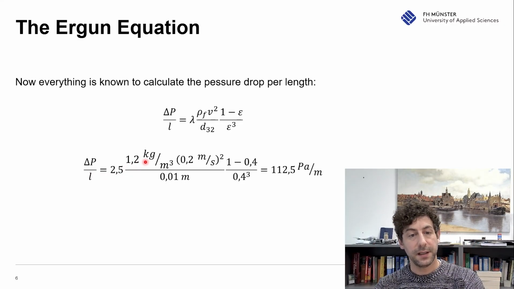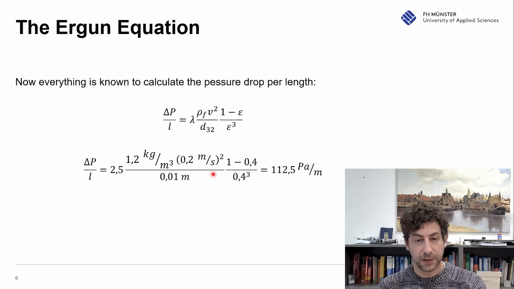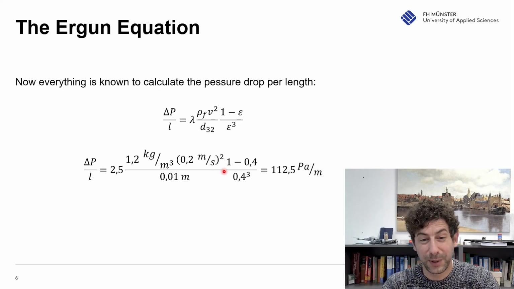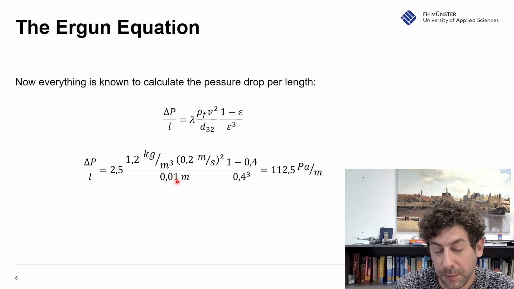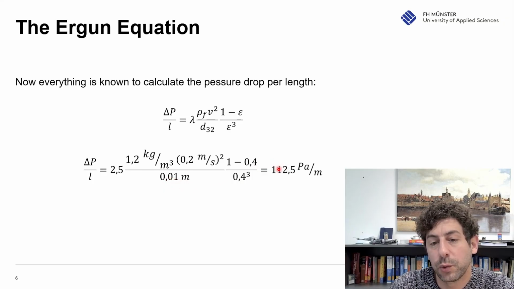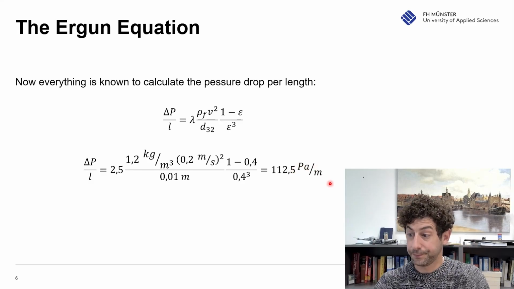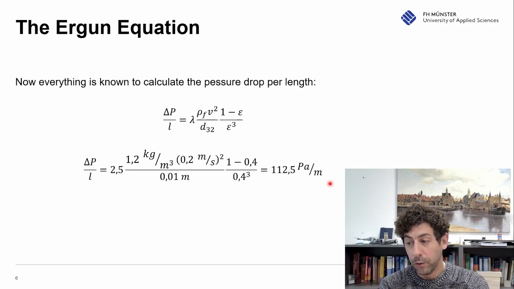Then we have the density, we have the velocity squared, and we have 1 minus epsilon. So be careful, I don't need brackets here because there is a gap between the lines. 1 minus 0.4, 0.4 to the power 3, and 0.01 meter, so 10 millimeter as particle size. And this is 112.5 Pascal per meter. This is a very low value, right?